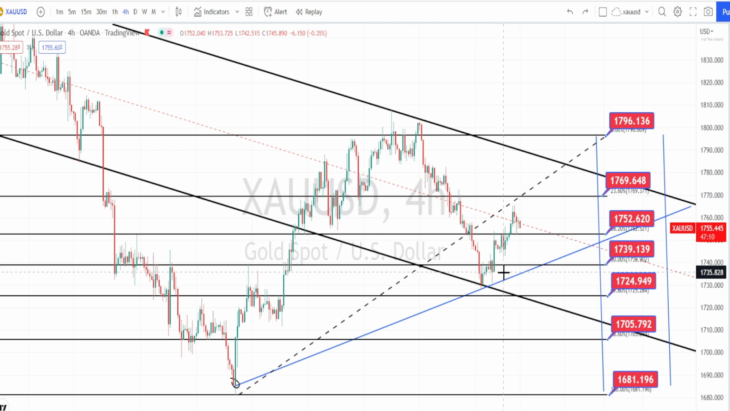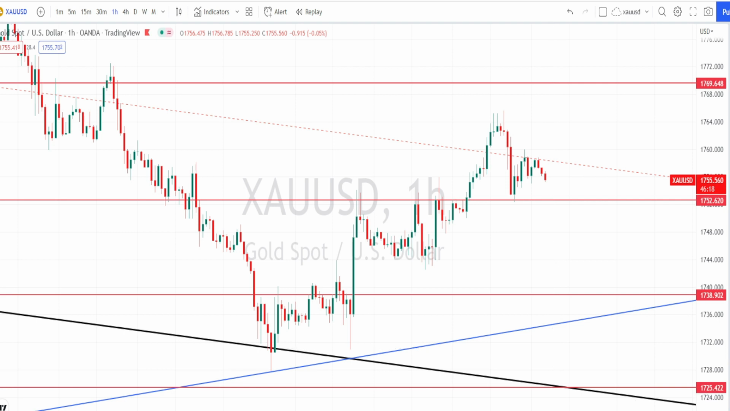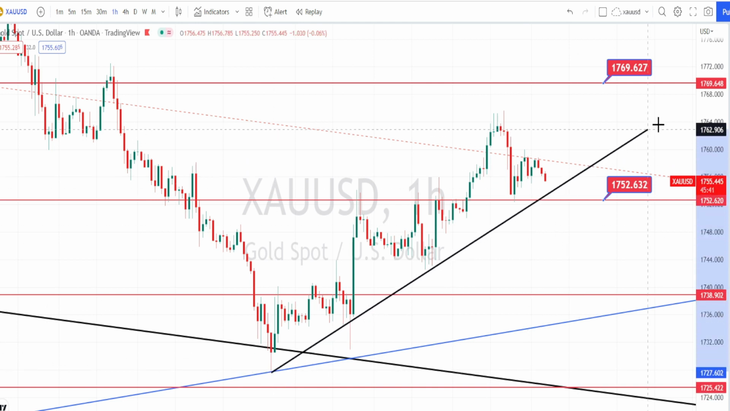Let us do the analysis in hourly time frame. I am in hourly time frame now. We have very strong support level from the 4 hours time frame over here, which is around 1752, and strong resistance level which is around 1769 or 1770. I am again drawing a bullish channel pattern for hourly time frame also.